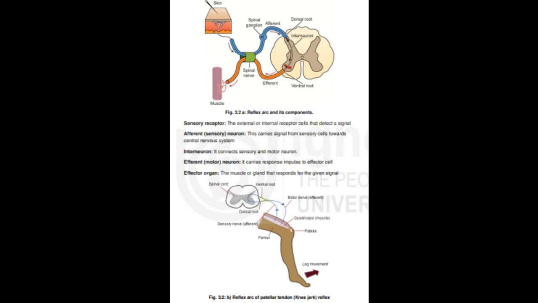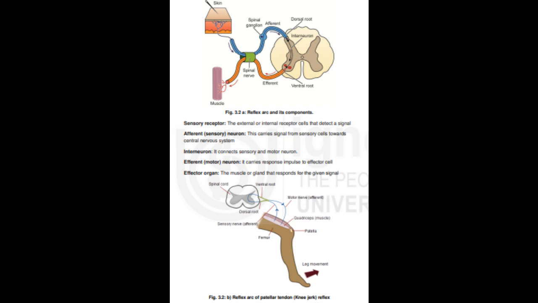Sensory receptor: the external or internal receptor cells that detect a signal. Afferent, or sensory, neuron: this carries the signal from sensory cells towards the central nervous system. Interneuron: it connects sensory and motor neuron. Efferent, or motor, neuron: it carries the response impulse to the effector cell. Effector organ: the muscle or gland that responds to the given signal.